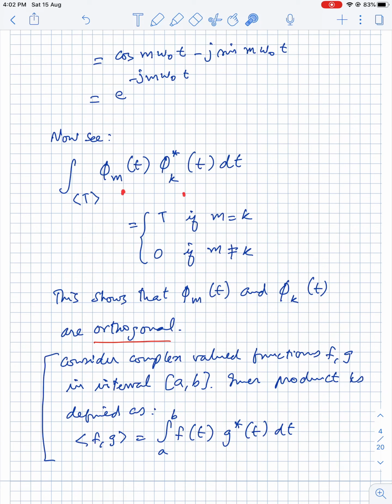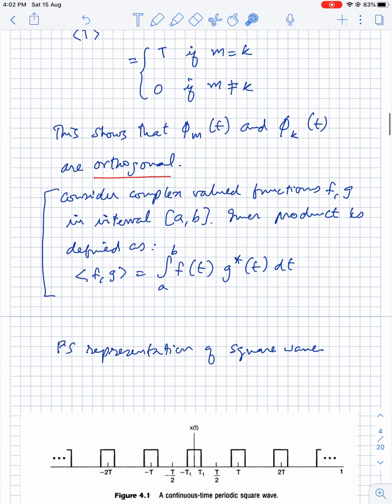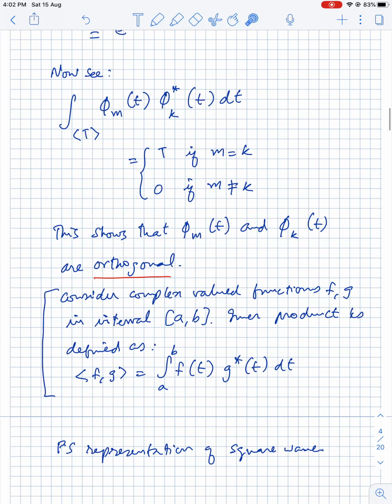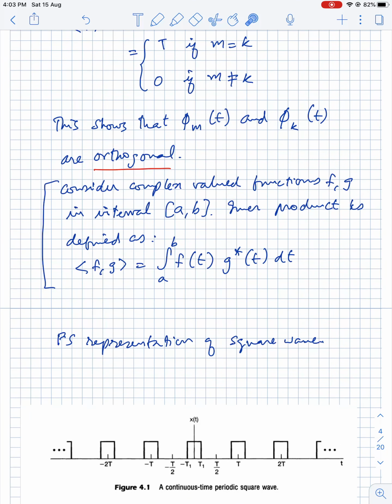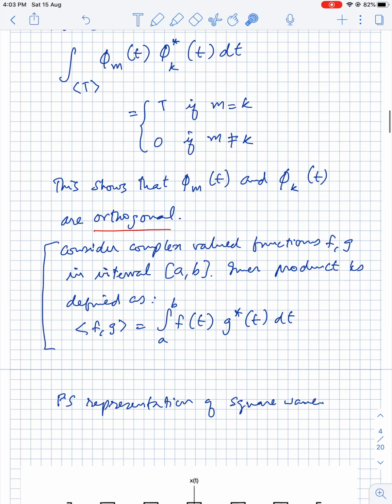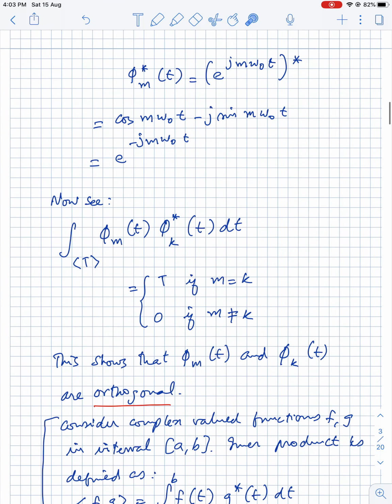Phi m of t and phi star k of t are the two functions which we are looking at, and this is the inner product. Essentially, what this means is that these two complex exponentials, having different frequencies, or different m and k, are orthogonal. There is also a theorem that when you look at it as a vector space of functions, these complex exponentials form what is known as an orthogonal basis.